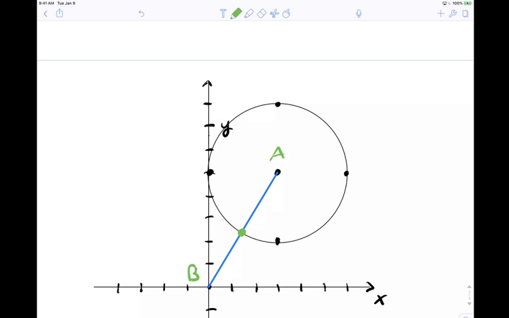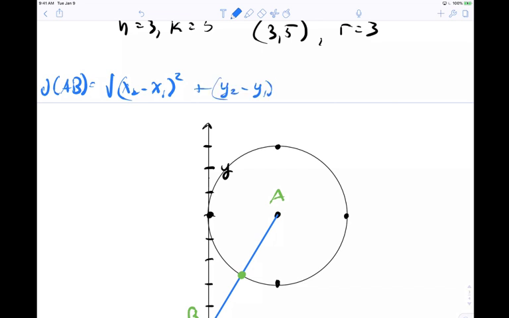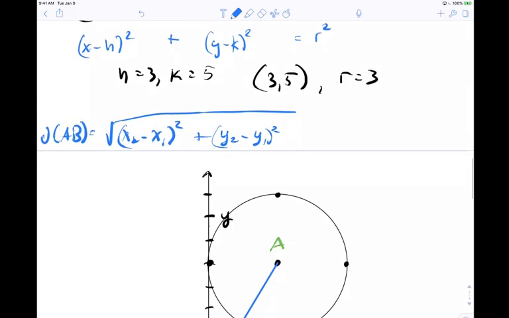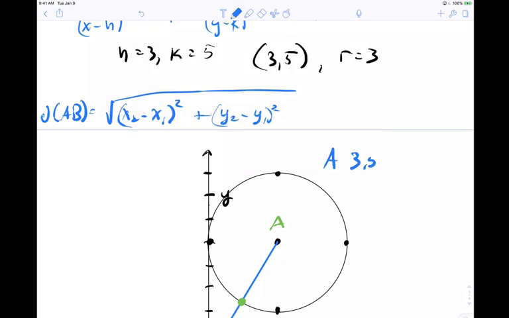So now, again, let's look at the distance formula. If we want the distance between A and B, that's going to be the square root of x2 minus x1 squared plus y2 minus y1 squared, right? So what was A? What's the center of our circle? 3, 5. So if A is 3, 5, and B is the origin, 0, 0.